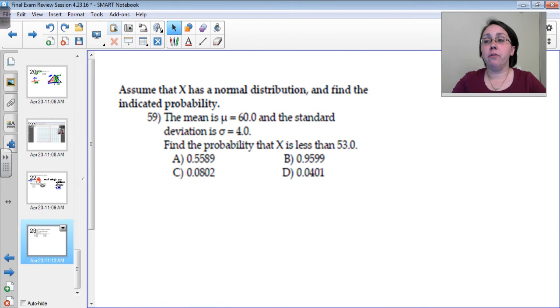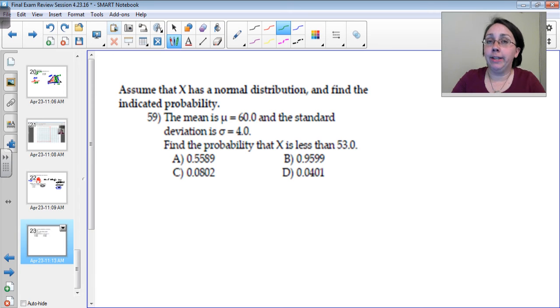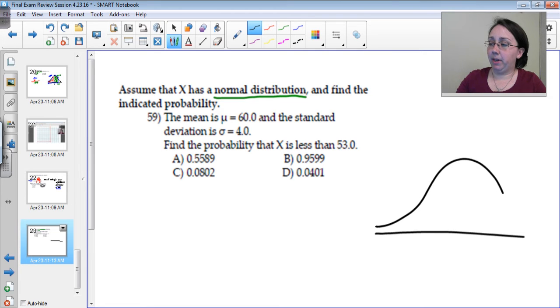Again, the dark words are very important. Why are the dark words important in this problem? Normal distribution. What should you do when you see normal? Draw me the picture. It's multiple choice. You don't have to draw the picture, but you might as well give yourself something to work with. You will not be allowed to write on your multiple choice test, but we will give you scrap paper.